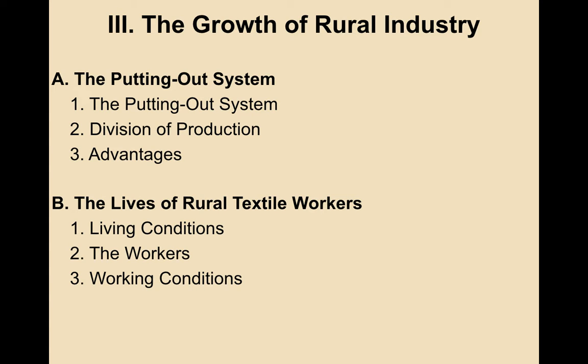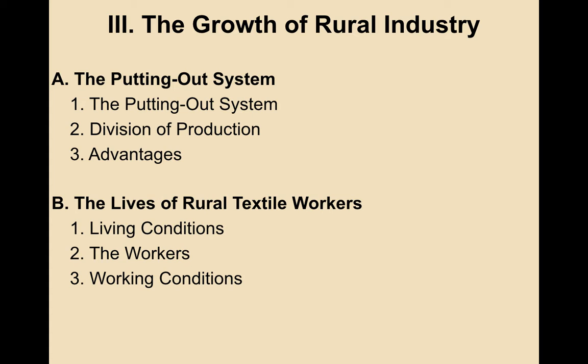Okay, so let's talk about the growth of rural industry. The increase in the number of landless rural workers led to the development of industry in rural areas. So the cottage industry was a stage of industrial development in which rural workers used hand tools in their homes to manufacture goods on a large scale. So we have the putting out system. In the 18th century system of rural industry, a merchant loaned or put out raw materials to cottage workers who processed them and returned the finished products to the merchant.